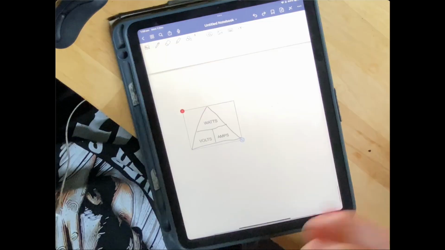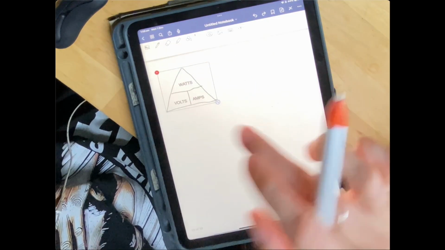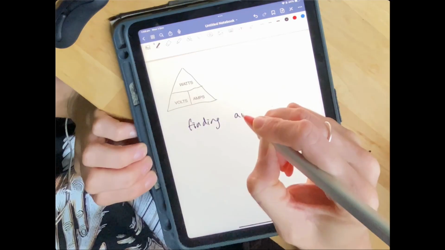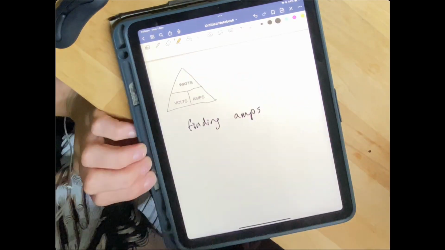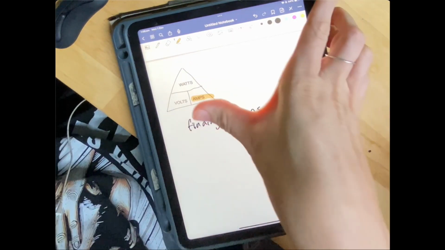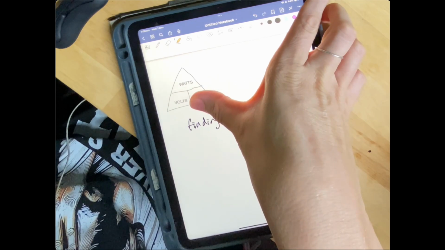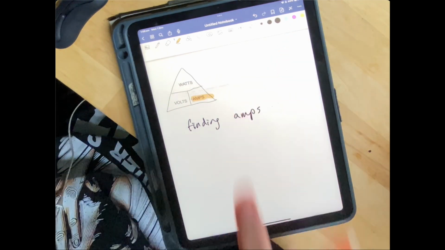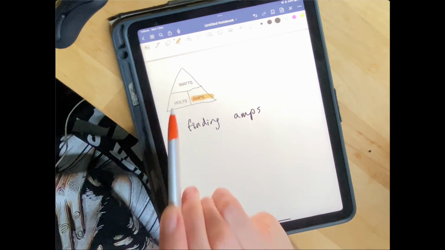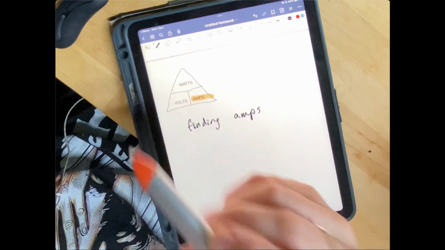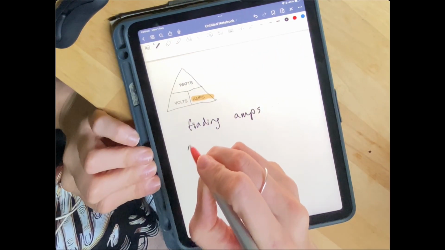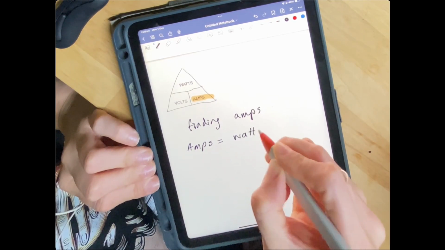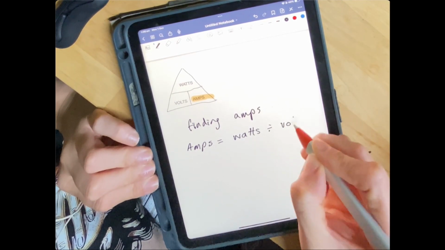What if this time we want to find the amps? To be able to find the amps, what do we need? Well, here's the amps. Cover that with your finger, little trick. To find the amps, we need watts and volts. And remember, this line here is a division line. So let's just write this down so we remember. Amps equal watts divided by volts.